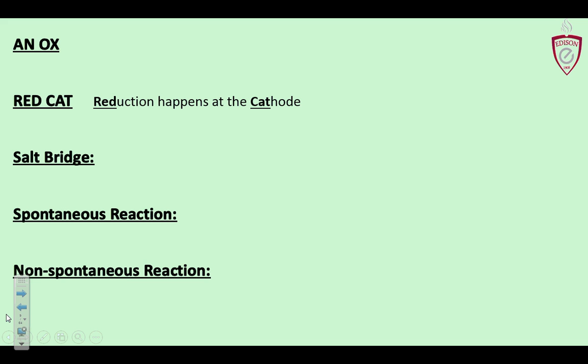Reduction happens at the cathode. Yep. Red cat. Yeah. Some people have red cats. I've never seen a red cat. Well, like a tabby cat, that's an orangish cat. My Dexter's pretty orange, so I guess he's red-haired. I guess, yeah. You don't have red-haired cats, you have Irish cats. Yeah.